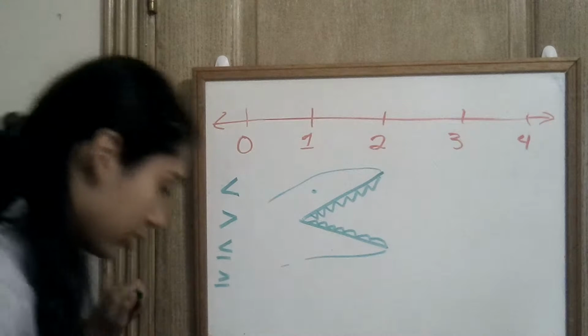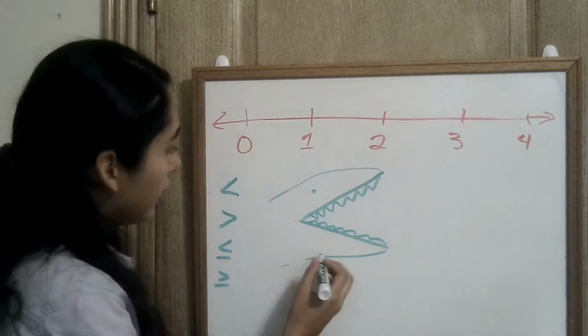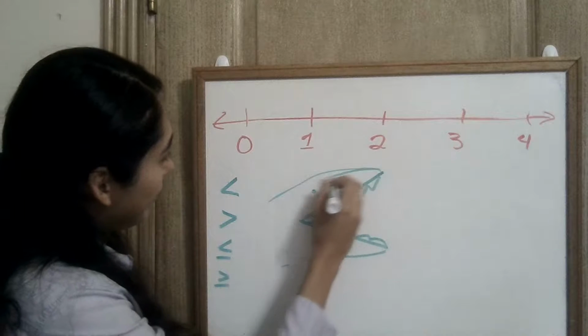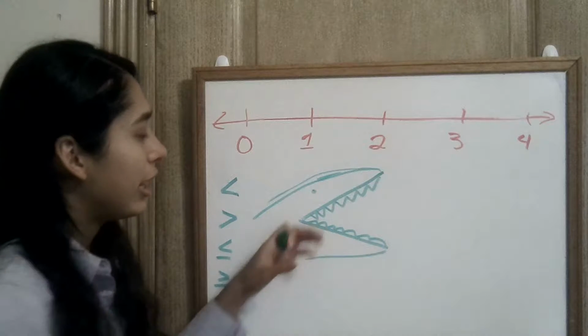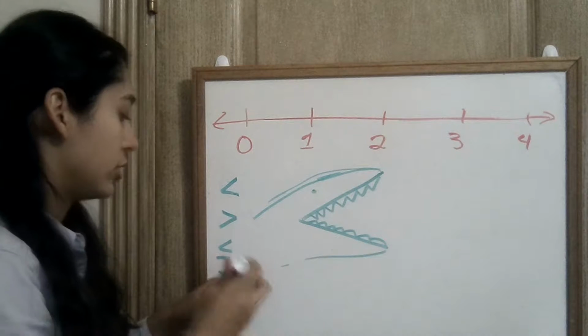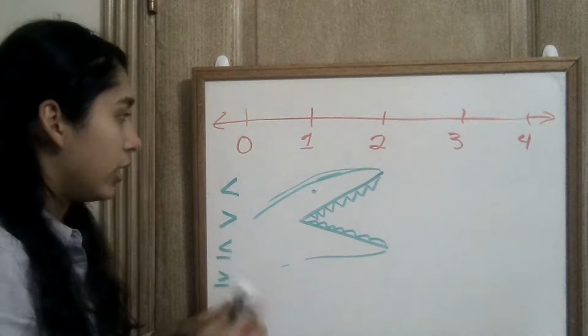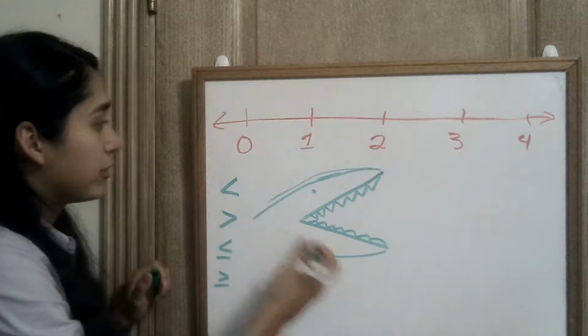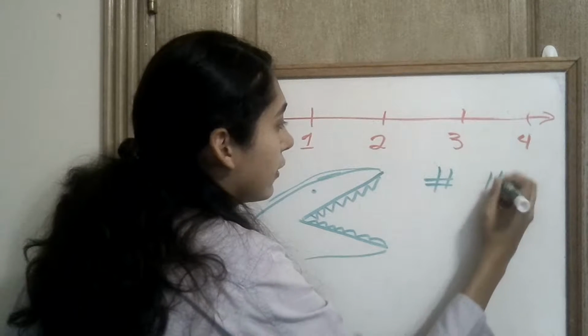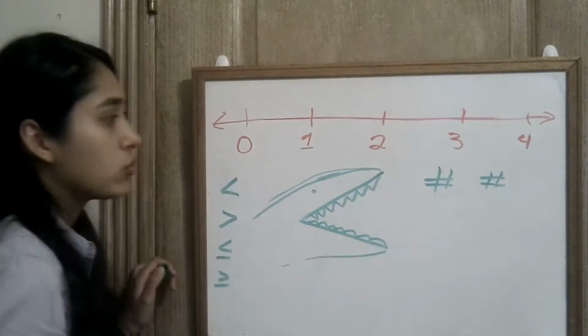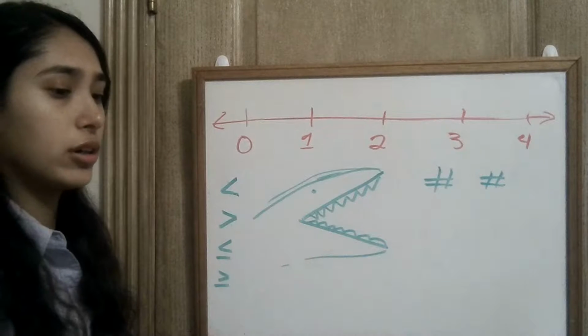Sorry, I didn't move this check. It looks more like a lizard, but we'll just call it an alligator. And let's say that it has an option of eating 2 different numbers. So there's 2 different numbers right here. Which one is it going to go for?